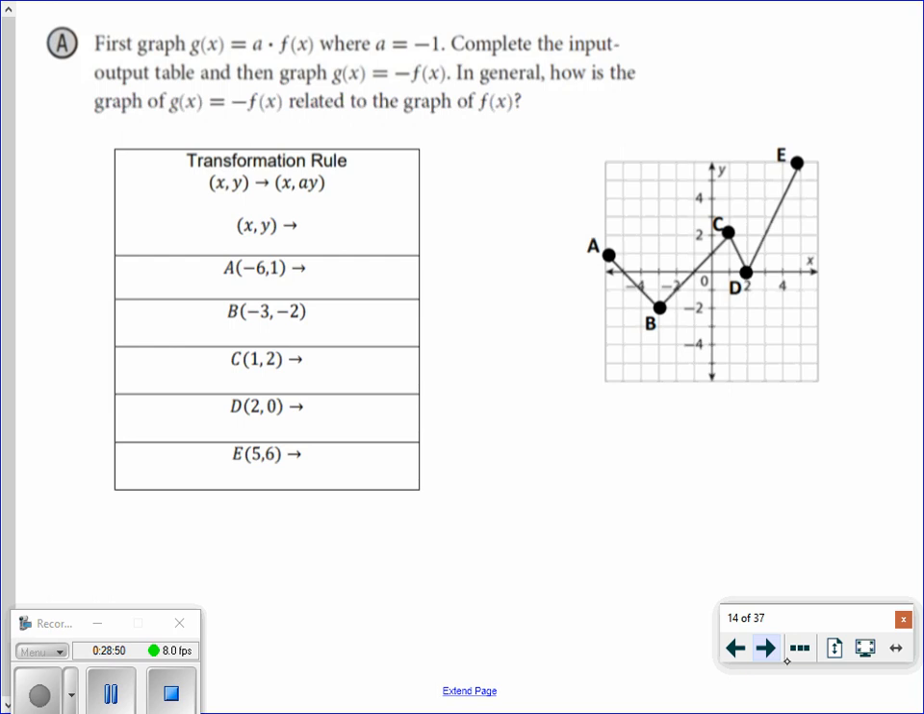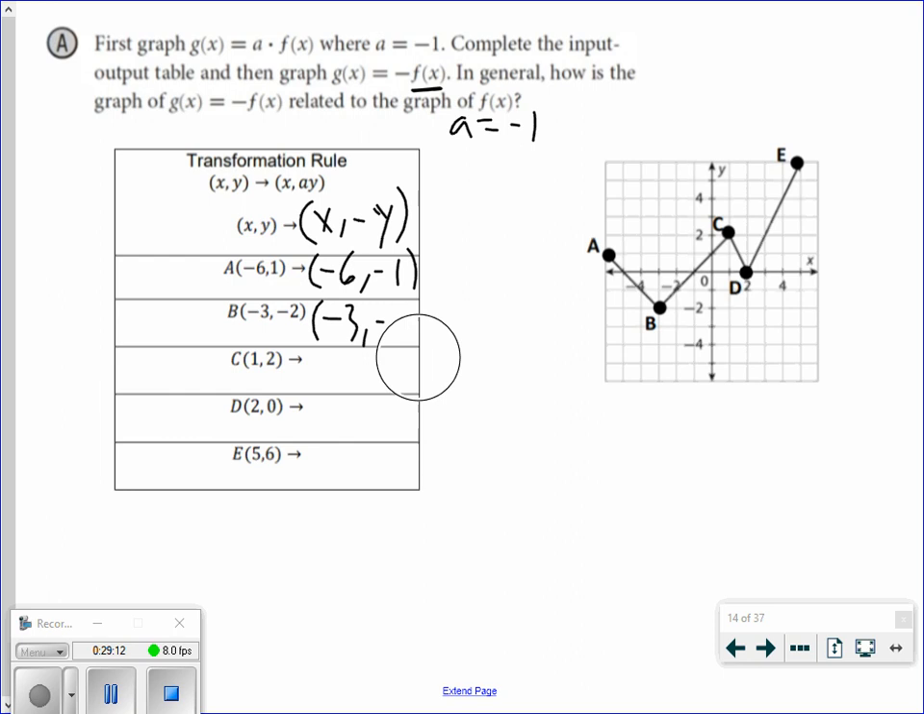You're going to reflect vertically over the x-axis. So when A equals negative 1, we're multiplying the y term, the f of x, by negative 1. So that means our transformation rule is (x, negative y), multiplying the y's by negative 1, or just changing their signs. So just go ahead and multiply each y term by a factor of negative 1, or essentially just changing the sign and flipping it over the x-axis. 0 doesn't change. 5, negative 6.